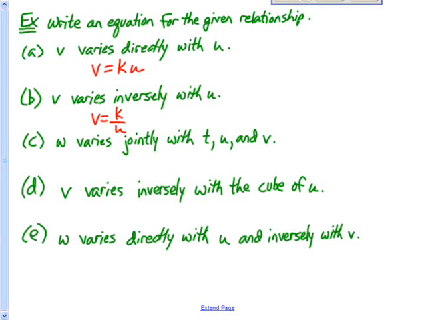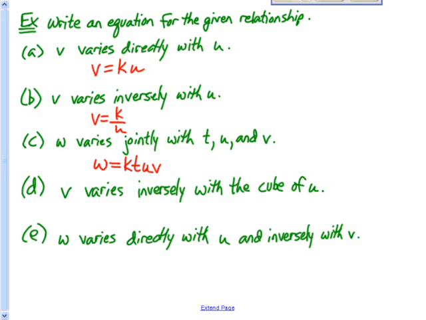W varies jointly. Again, jointly, you're thinking of direct, right? W varies jointly with T, U, and V. W equals K times T times U times V.